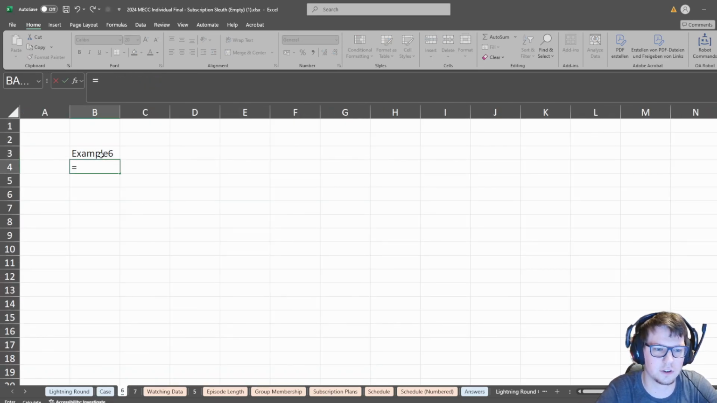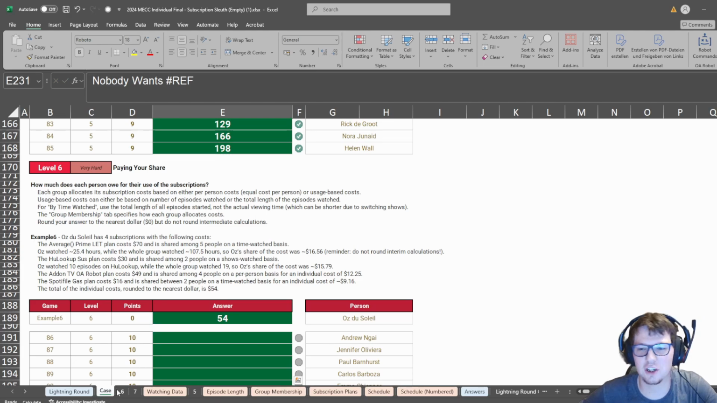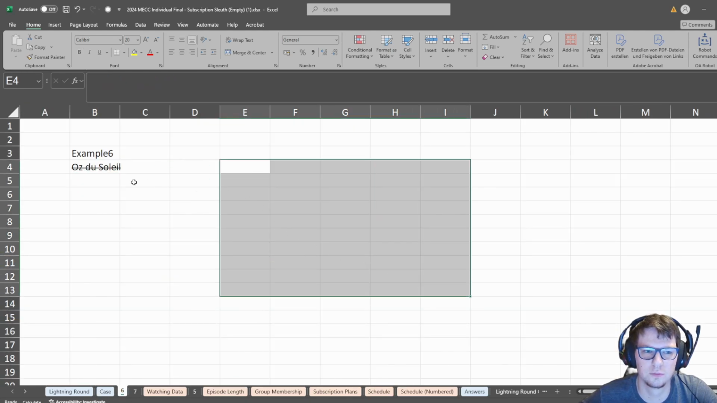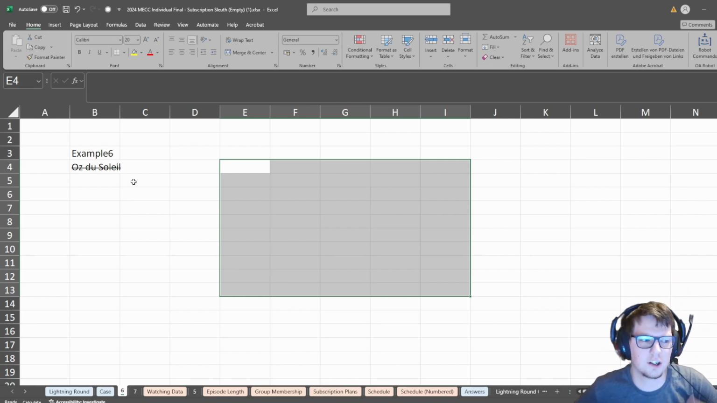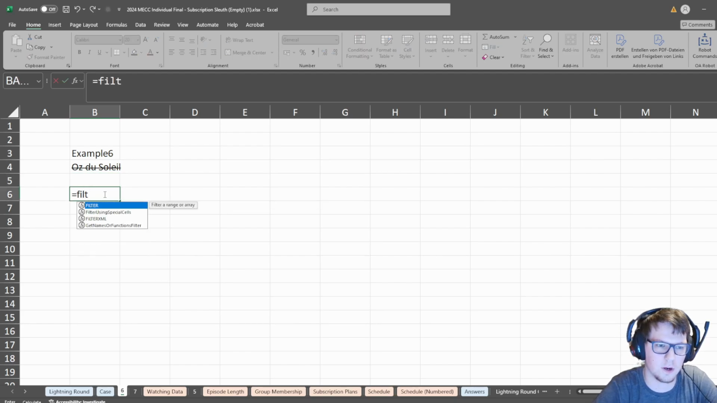I'm really looking forward to Dim's video about this case, because he mentioned to me after the competition that there's a pretty easy way to do level 6. The way I tried it is to create a very difficult LET to calculate the cost for one group and one person, and then do this for everything. This is also the way I will try to do it.